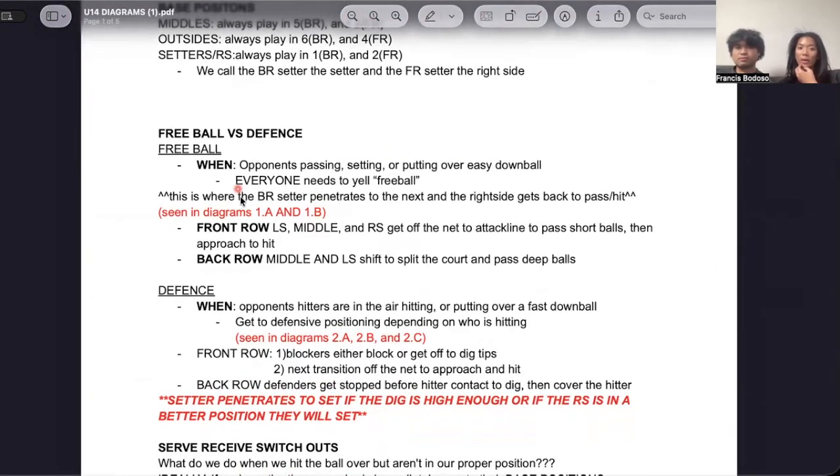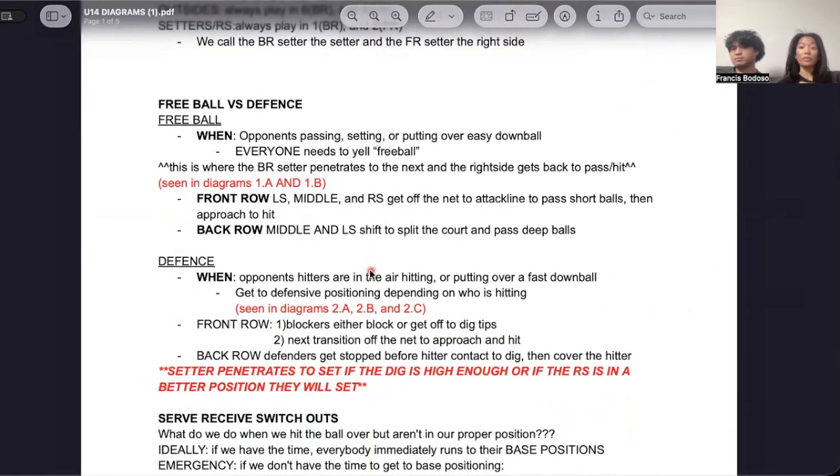Coolio. So that's diagrams 1A and 1B. If you ever need to go back to that, that's totally fine. But our front row, left side, middle, and right side are going to get off the net, and then our back row is going to split the backcourt. We'll also be yelling free ball on the sidelines, so don't worry. We'll help you lots.